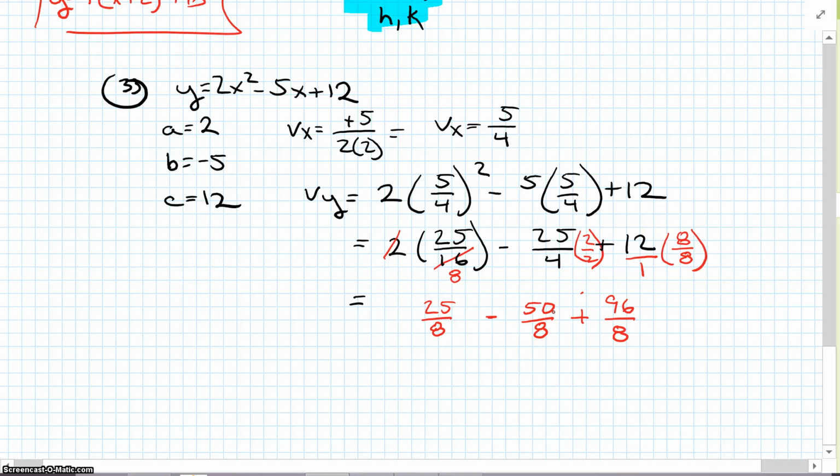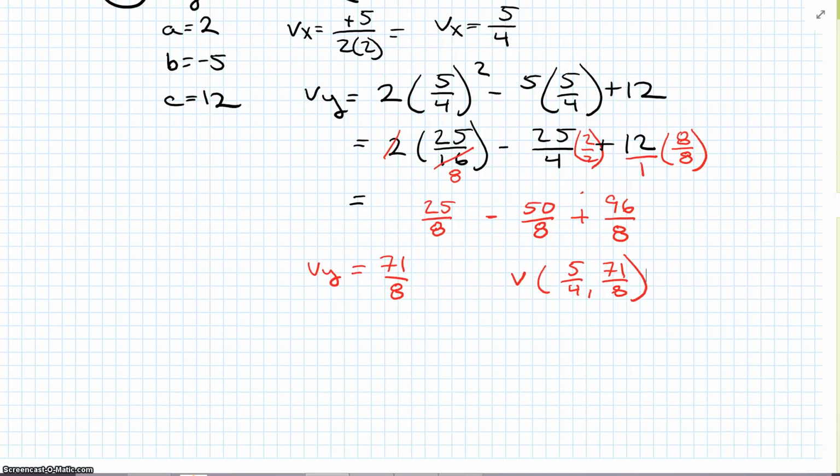So you can add all those together. All right, 25 minus 50 is negative 25. So negative 25 plus 96 would be 71 over 8. So that's going to be 71 over 8. So that's my y value. So my vertex in this messed up looking deal is going to be (5 over 4, 71 over 8).